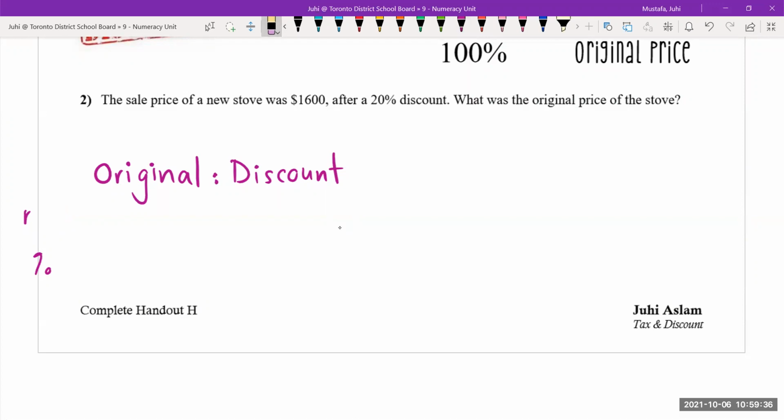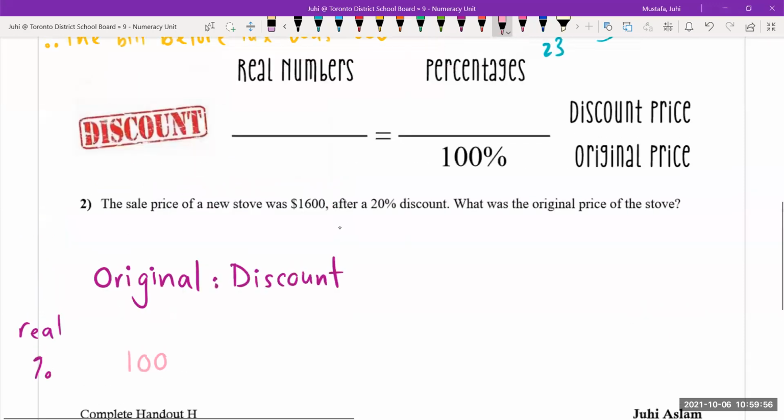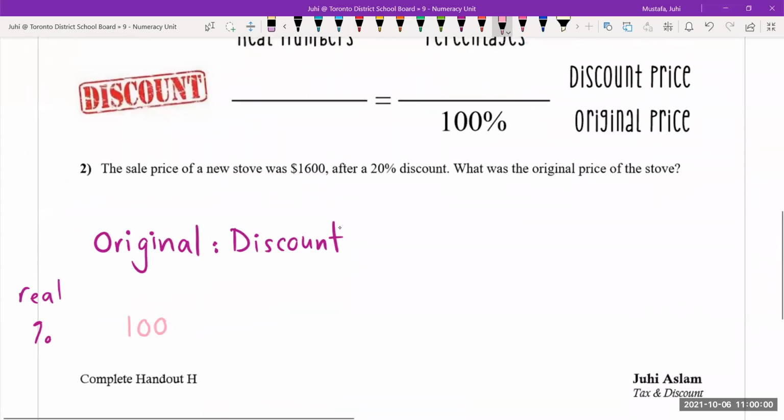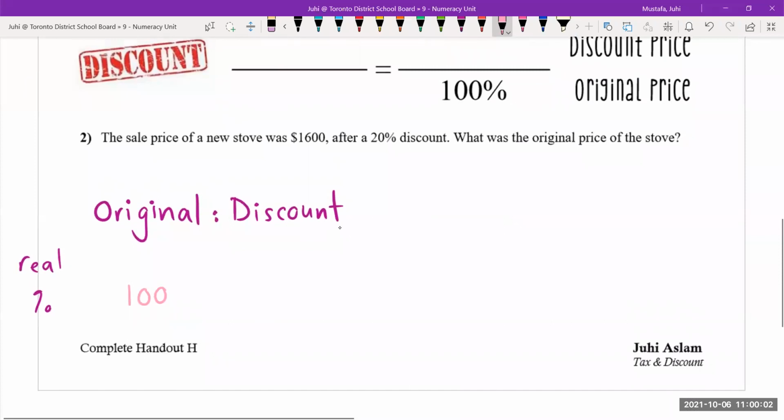And again, because we're dealing with a percentage, our side columns over here are going to be real numbers and percentages. Okay, so riddle me this. If I'm buying something at the original price, what is the percentage of that? Original price is going to be 100%. So just like before tax, it's 100%. In the same way, the original price of your item is 100%.